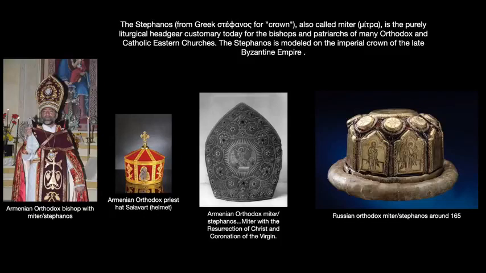The Stephanos, Greek for crown, is also called the mitre. It's the purely liturgical headgear customary today for the bishops and patriarchs of many Orthodox and Catholic Eastern churches. The Stephanos is modeled on the imperial crown of the late Byzantine Empire. So here are some examples of the Stephanos: Armenian, Russian.